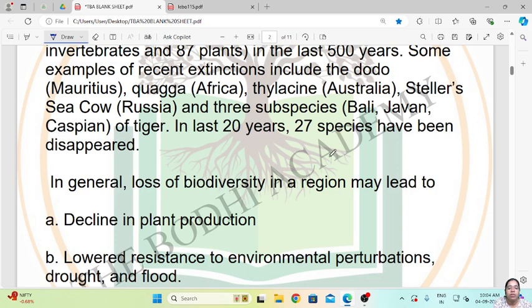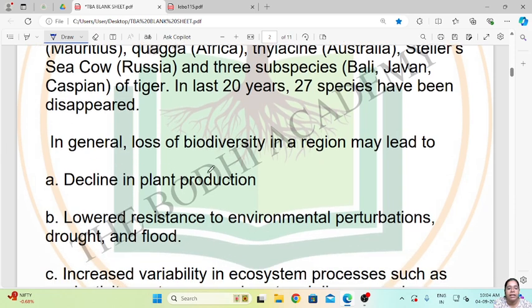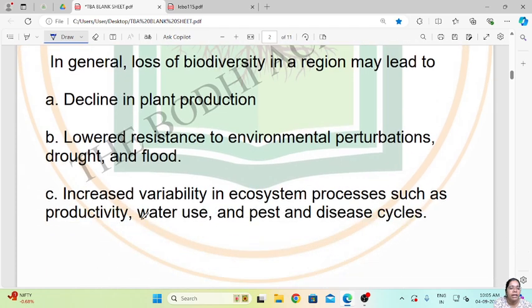So in general, loss of biodiversity in a region will lead to a decline in plant population. That is, if the biodiversity of an area decreases, what can happen is there is decline in the plant population, lower resistance to environmental perturbation, droughts and floods, increase variability in ecosystem processes such as productivity, water use, pest and disease cycle.